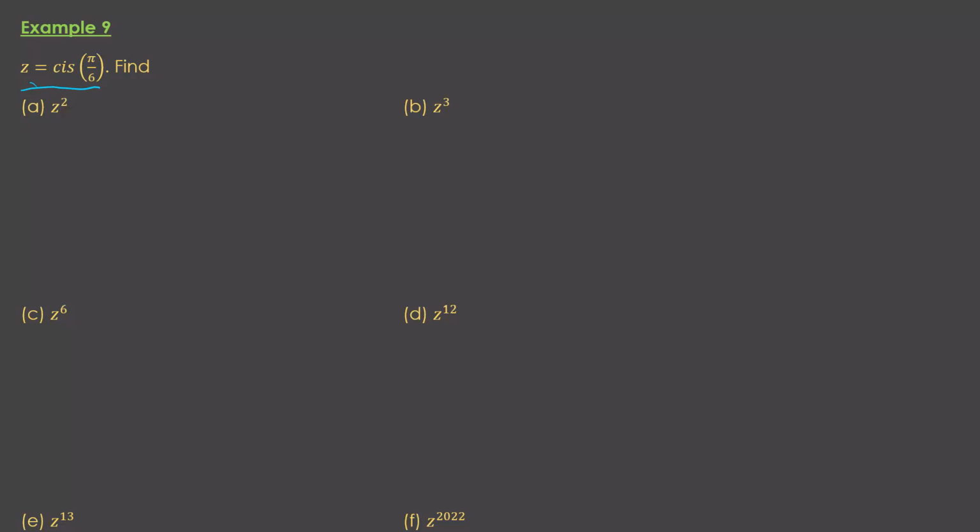If z is equal to pi by 6, we want to find the following. Now, before we do that, let's have a quick aside. We know that if we have complex numbers, z1 is equal to r1 cis theta 1, and z2 is equal to r2 cis theta 2, then z1 z2 is equal to r1 r2 cis (theta 1 plus theta 2).